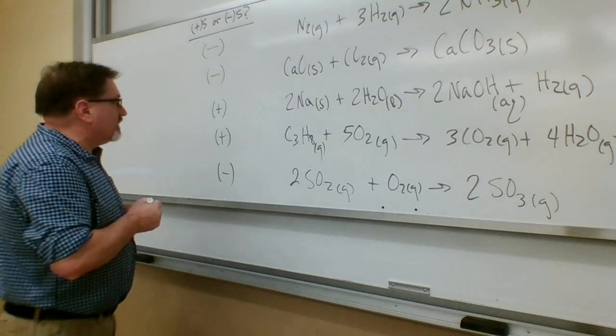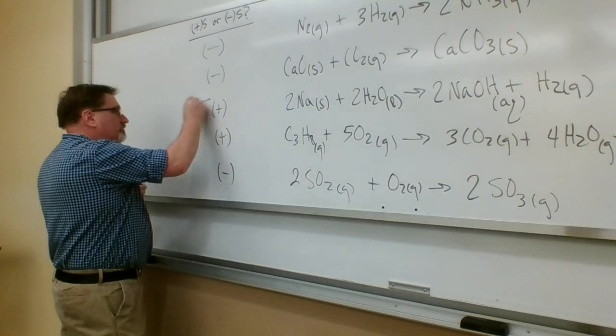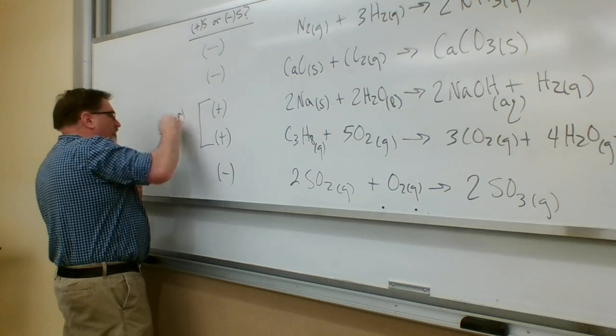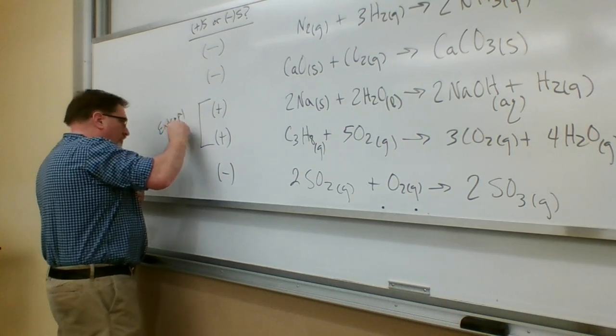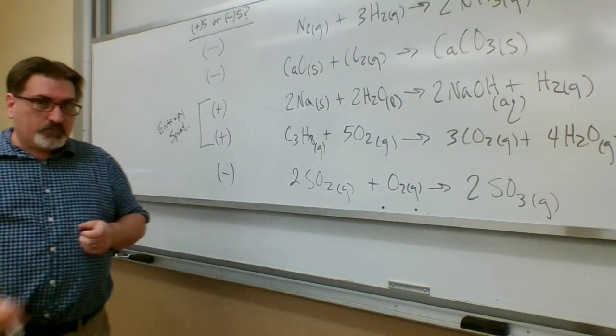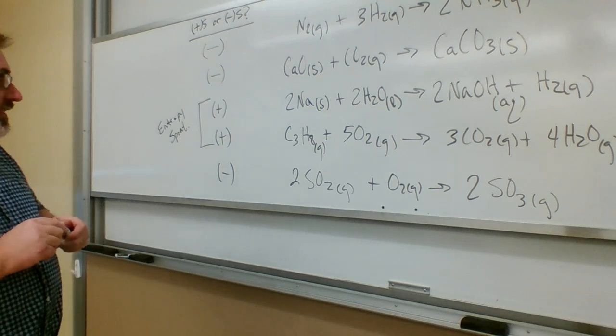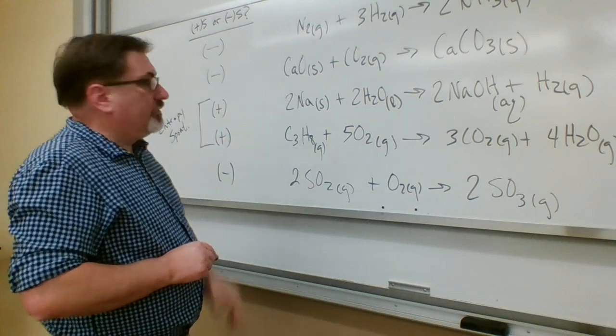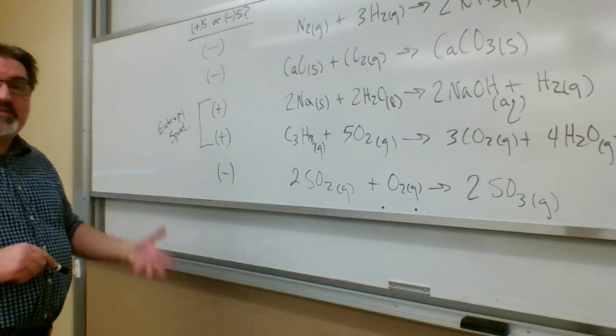Spontaneous processes, in terms of entropy, are the ones that are positive. So just in terms of entropy, the third and fourth one in our group, those are the ones that are spontaneous in terms of entropy.